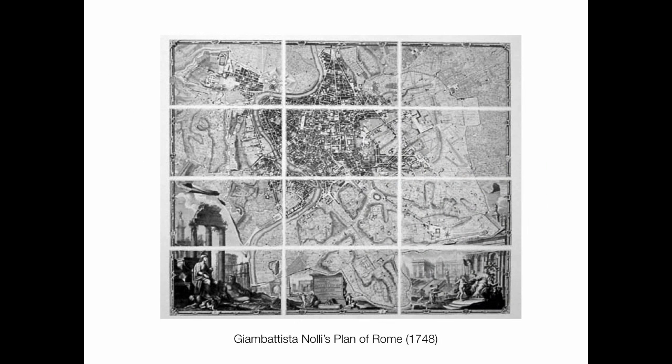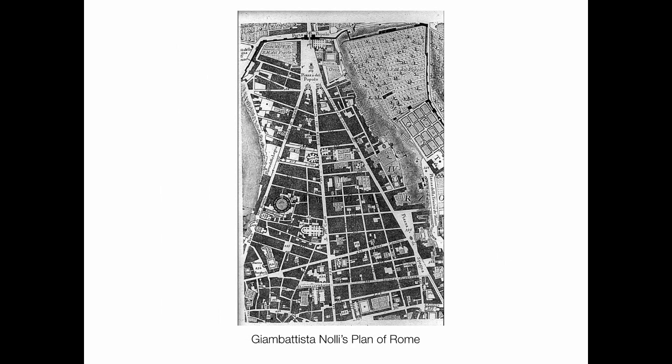So we go to Nolli's plan of Rome in 1748. I know this is a little bit blurry, so I took one piece and blew it up for you so you could see it a little better. This includes the Piazza del Popolo. But it's not a map of Rome, right? It's not a floor plan of Rome. It's a diagram of Rome that explains what is public space and what is private space.